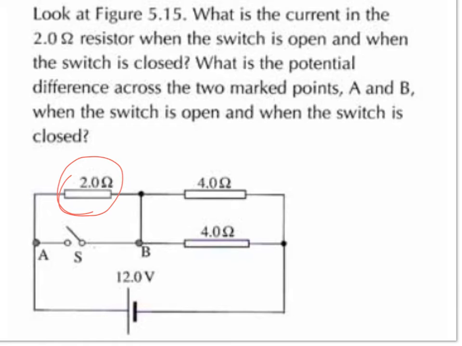And then the potential difference across the 2 marked points, A and B. So what's the potential across here? All right, now I'm actually going to talk really quick about what happens when the switch is closed first, all right? Because that's going to be the easier thing.